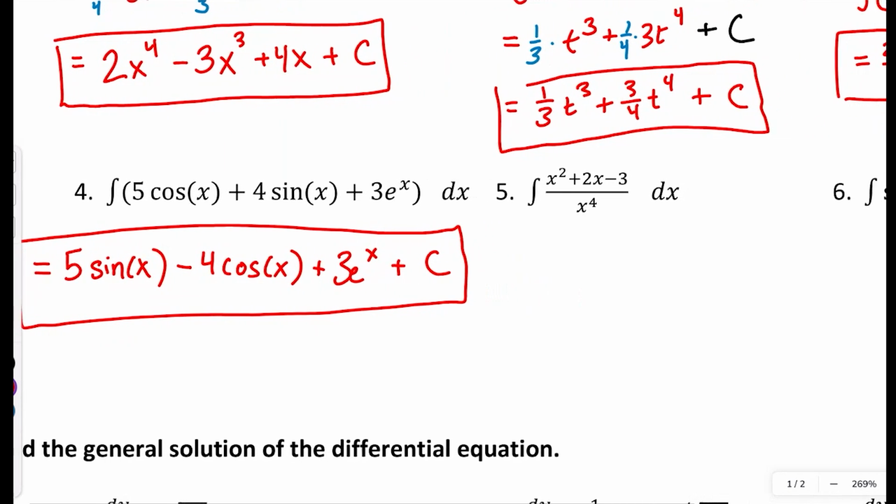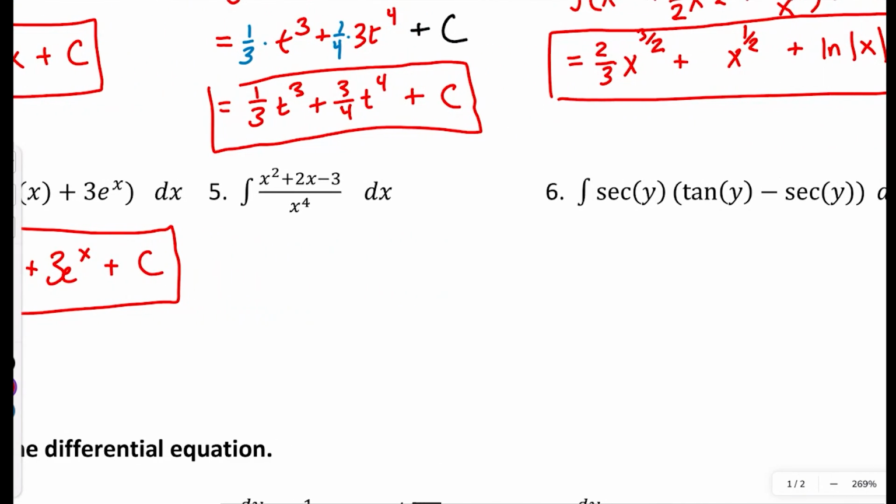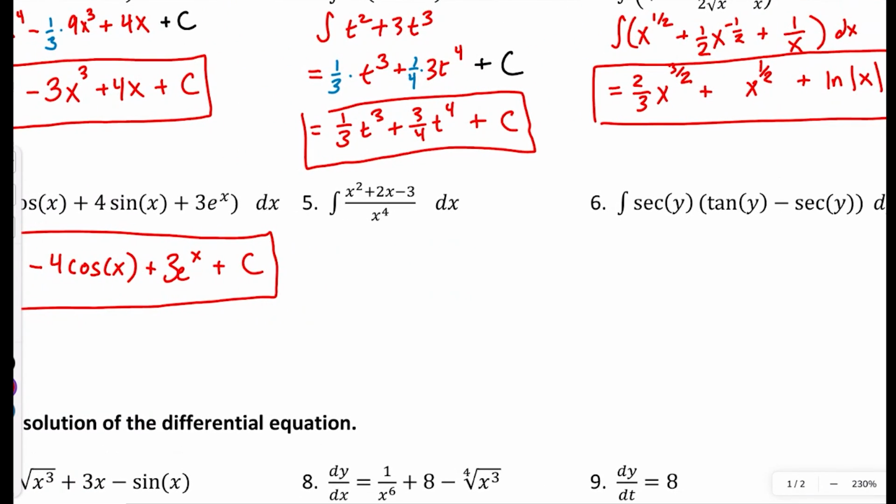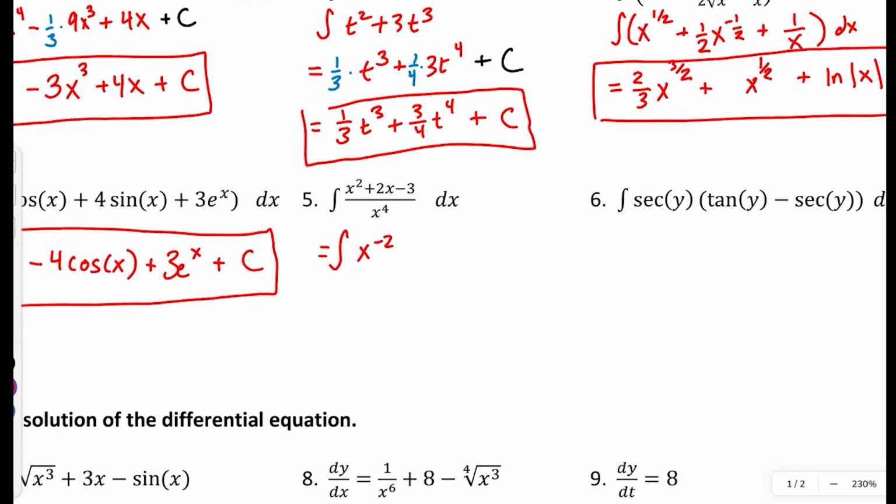Number 5, I'm going to rewrite this quotient. I don't really like how it looks the way it's written here. I don't want to be dealing with a quotient. I'm going to rewrite this as a sum of powers here. So x squared over x to the fourth is going to be x to the negative second power. 2x divided by x to the fourth is going to be 2x to the negative third. And then finally, we've got minus 3x to the negative fourth.